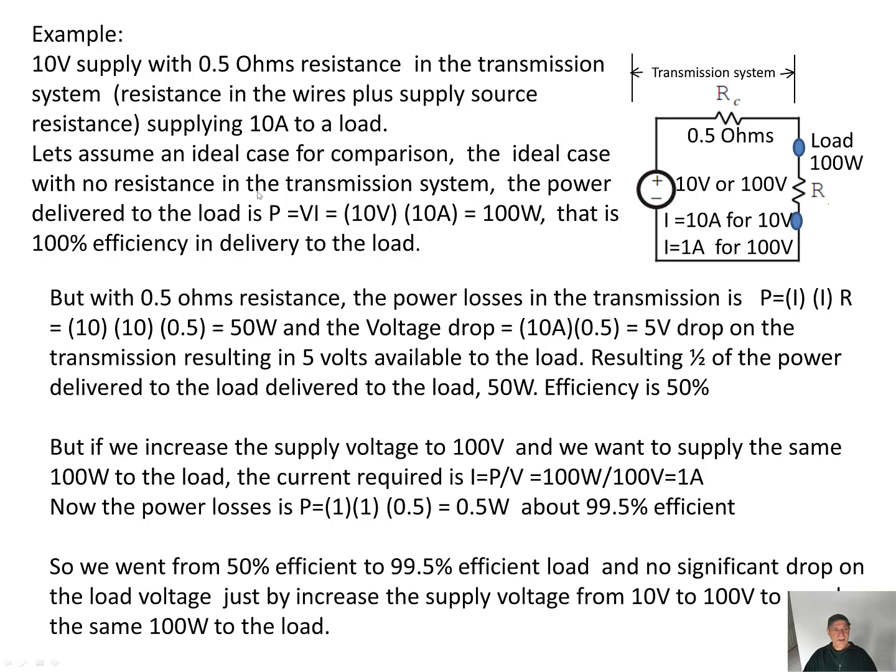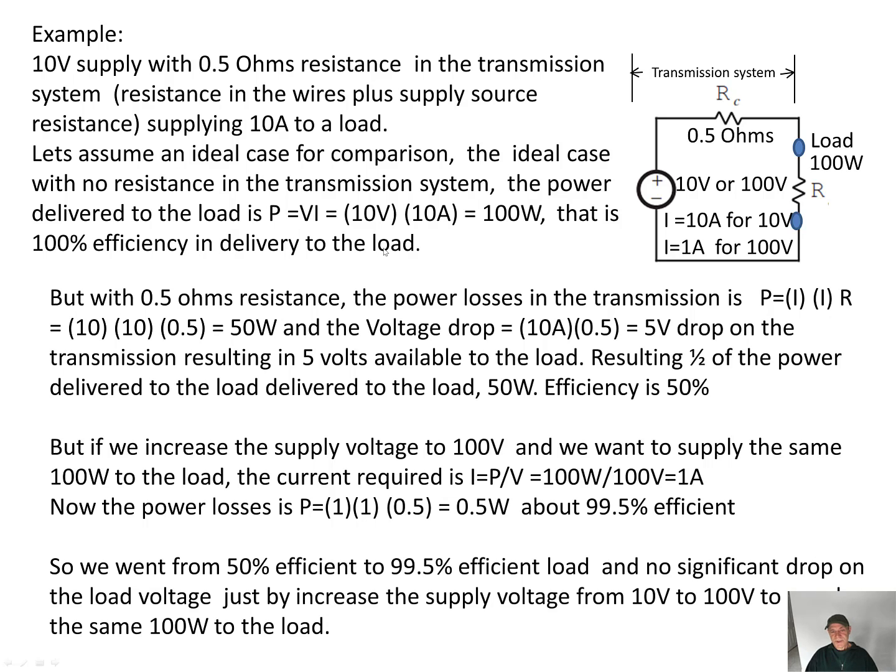The ideal case has no resistance in the transmission system. The power delivered to the load is power equals voltage times current, because 10 volts times 10 amps is 100 watts. That is 100% efficiency in delivery to the load, assuming perfect, no resistance.